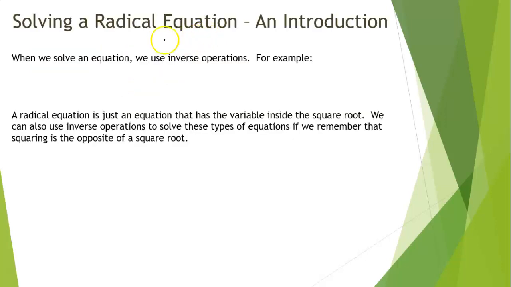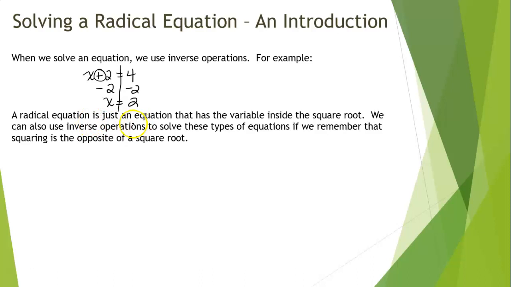Let's first just talk about what is a radical equation. When we solve an equation, we use inverse operations. So something simple like x plus 2 equals 4. If I want to isolate the x, I need to do the inverse of whatever is with the x. So the opposite of a plus is a minus. So we would subtract 2 from each side and find out that x equals 2.